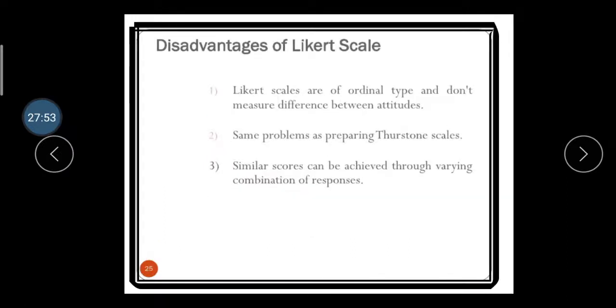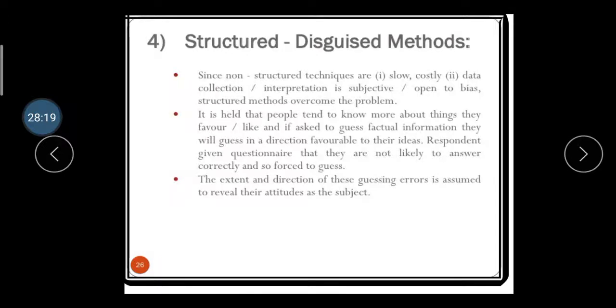What are the disadvantages? That Likert scales are of the ordinal type, they don't measure the difference between the attitudes, વચ્ચે કોઈ ડિફરન્સ નથી થતો એમાં. Same problem as preparing a Thurstone scale, કે થ્રસ્ટ ટોન સ્કેલમાં આપણે જોયું કે 11 પોઈન્ટ બનાવવા પડે, તો અહીંયા પણ એક સ્ટેટમેન્ટ બનાવવું પડે, તો એ પ્રોબ્લેમ ક્રિએટ થાય છે. Similarly, the score can be achieved through varying combinations of the responses, કે બધા રિસ્પોન્સનો ટોટલ કરવાનો છે તો ઘણીવાર રિસ્પોન્સ ડિફરન્ટ હોય તો ટોટલ કરવો પણ પ્રોબ્લેમ થાય છે.